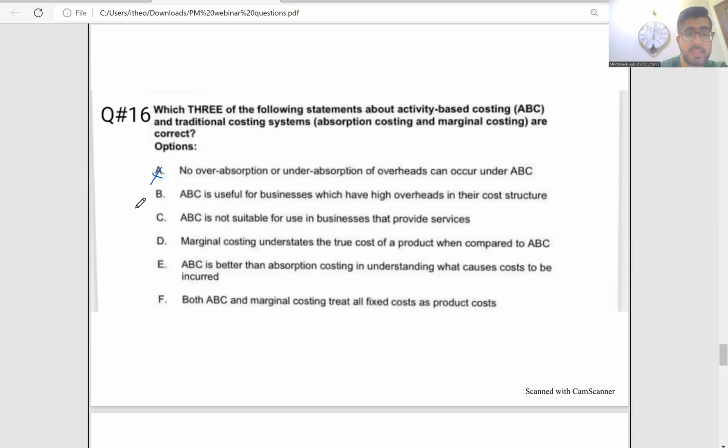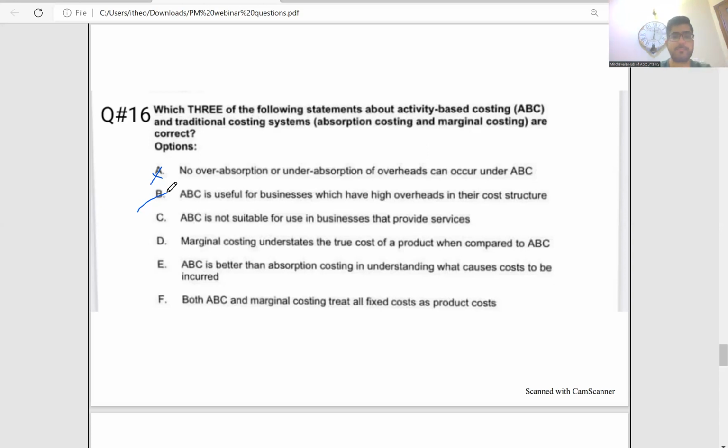This statement is wrong. ABC is useful for businesses which have high overheads in their cost structure. True. This is what is taught by me as well in my lectures. If a business has very low overheads, either you use absorption costing, divide everything on hours, or you use activity based costing, divide on drivers. Since overheads are very low, the difference won't be material. You won't get any benefit. But if a business has high overheads, you use absorption, divide them on hours, and then you use ABC, divide them on activities. The difference would be significant. So ABC is useful for those businesses that have high overheads.